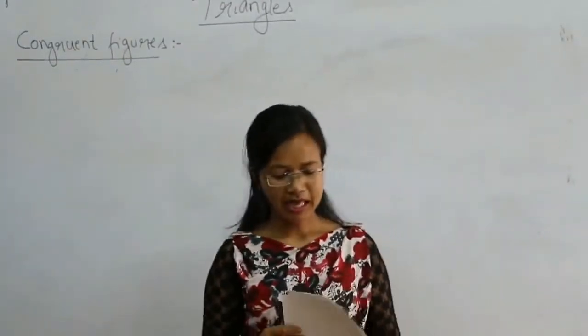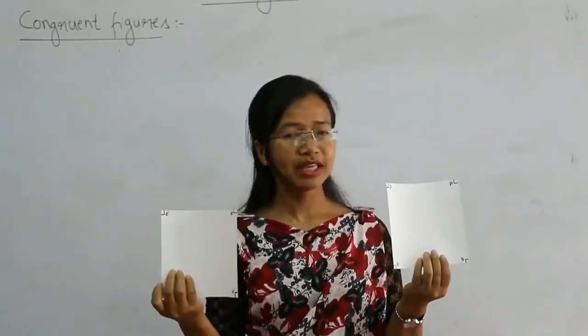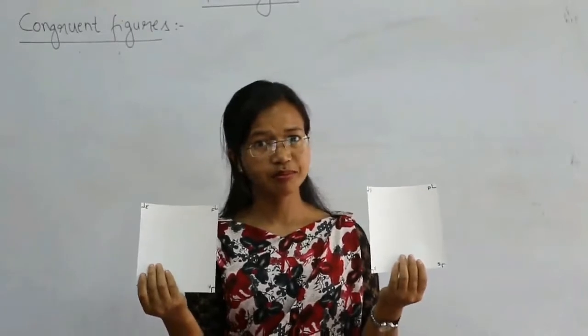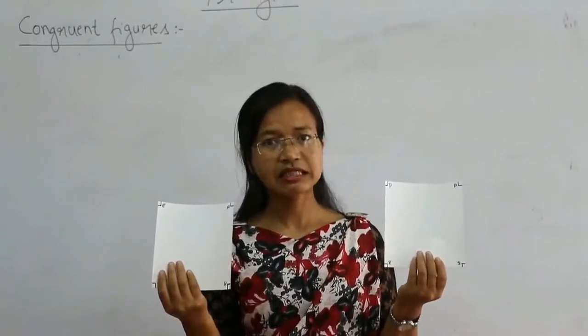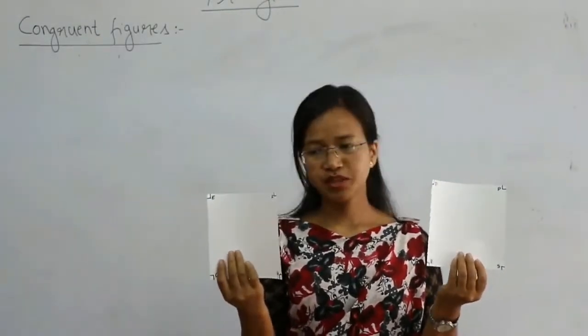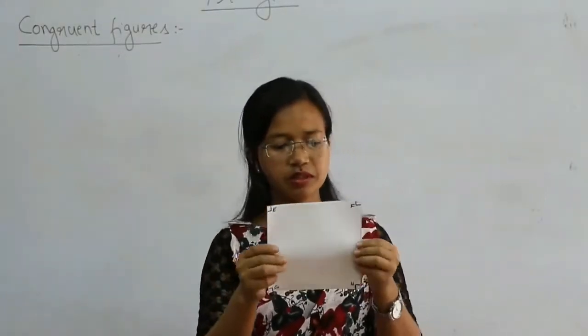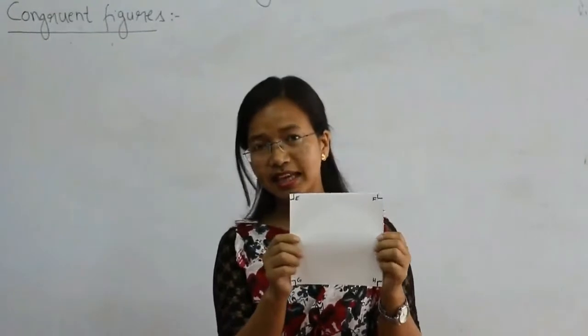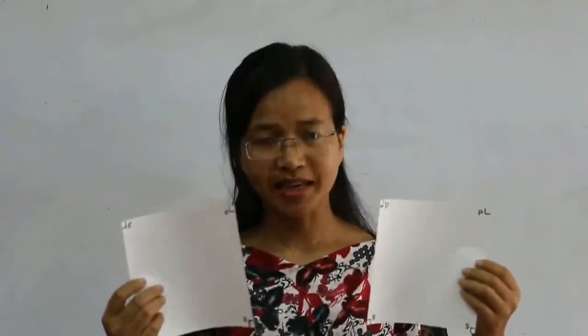Right now, I have with me two squares. When we observe these two squares, we can see that they are exactly of the same shape, right? Yes, they are of the same shape because they have the same angles, that is 90 degrees. And now let me overlap these two squares together. When we overlap them together, we can see that they fit exactly with each other. So it means these two squares have the same shape and the same size. Their sizes are exactly the same.